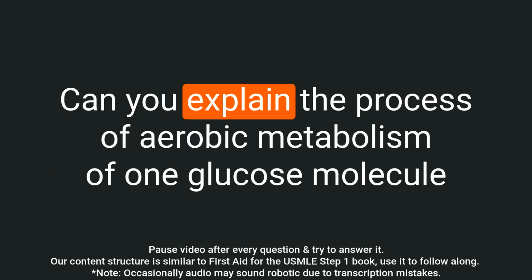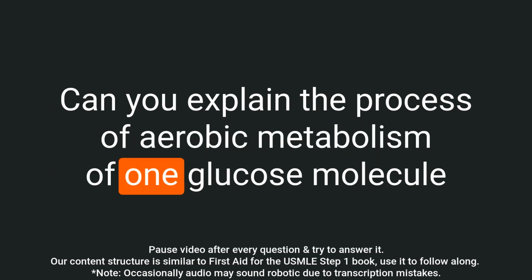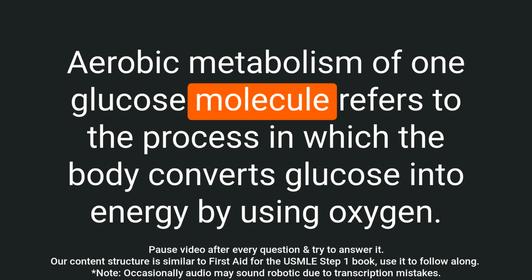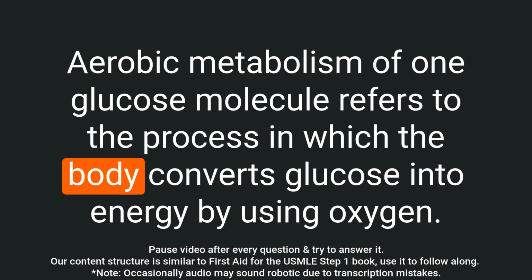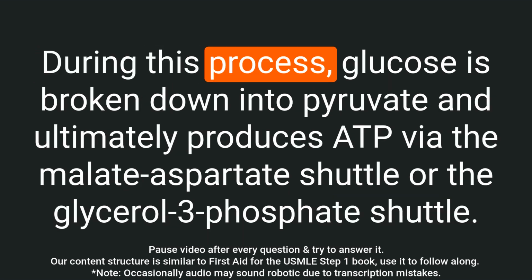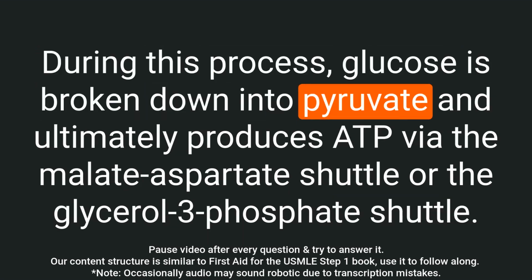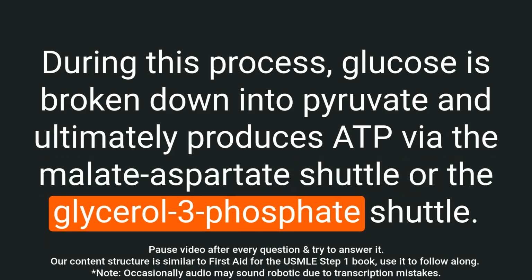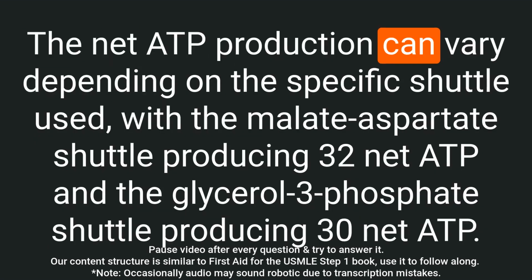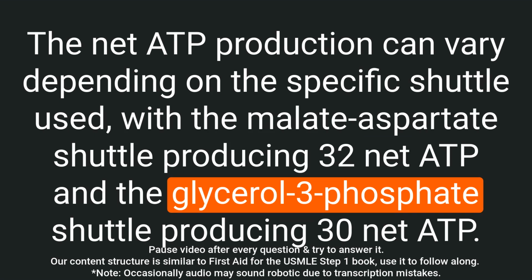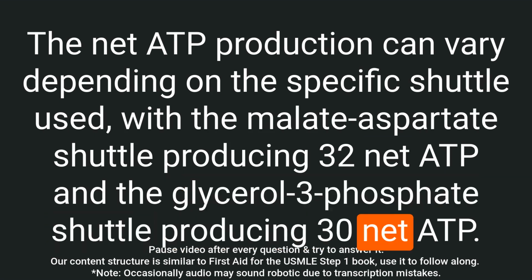Question: can you explain the process of aerobic metabolism of one glucose molecule? Answer: aerobic metabolism of one glucose molecule refers to the process in which the body converts glucose into energy by using oxygen. During this process, glucose is broken down into pyruvate and ultimately produces ATP via the malate-aspartate shuttle or the glycerol 3-phosphate shuttle. The net ATP production can vary depending on the specific shuttle used, with the malate-aspartate shuttle producing 32 net ATP and the glycerol 3-phosphate shuttle producing 30 net ATP.